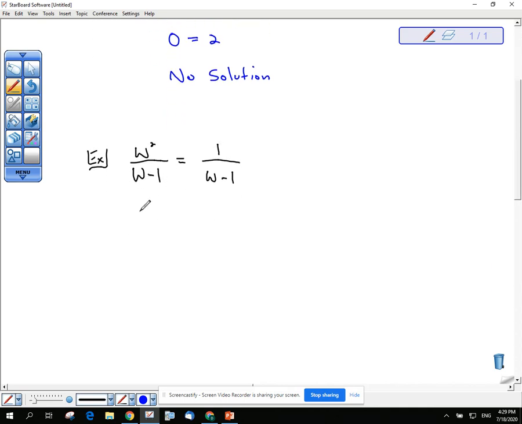Cross multiplying. We would get, let's see, what would we get here? W squared, I'm going to leave it in factored form here, at least for the first step. W squared times W minus 1, that's this here. And then it's equal to W minus 1. The thought crosses the mind, do you want to distribute the W squared?